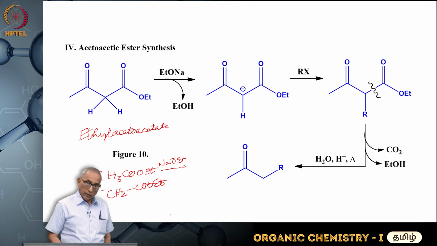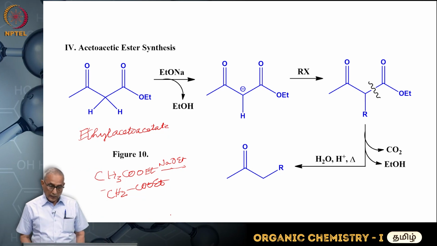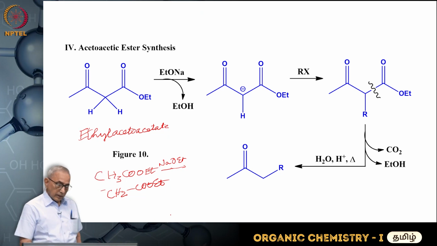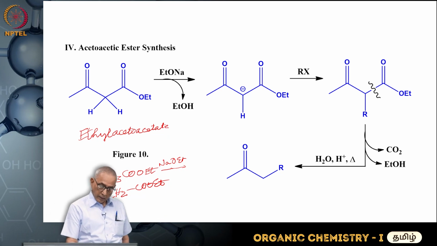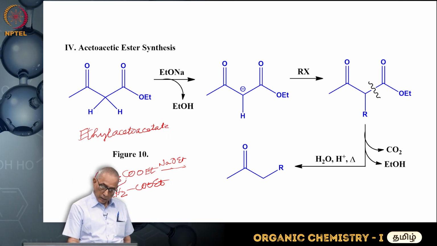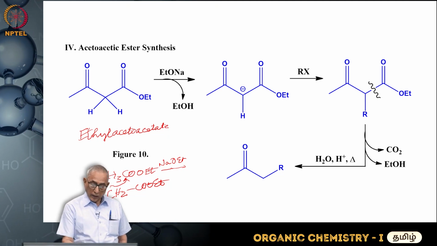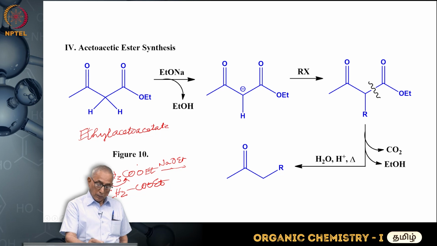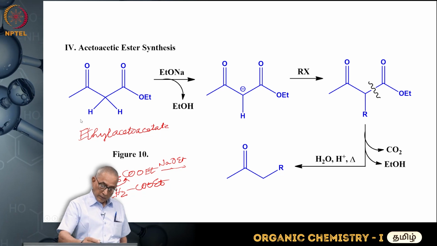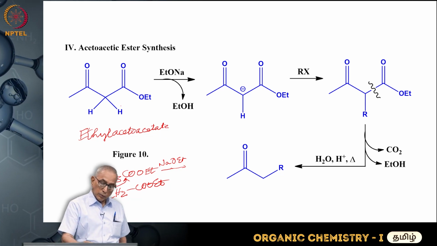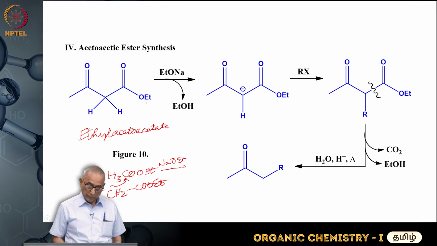the anion of ethyl acetate. The anion here will react with this carbonyl group and remove the OEt group. You get this molecule, CH3 CO CH2 COOEt.